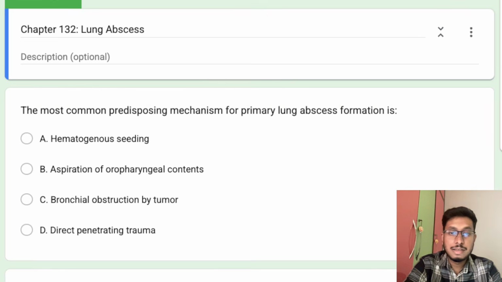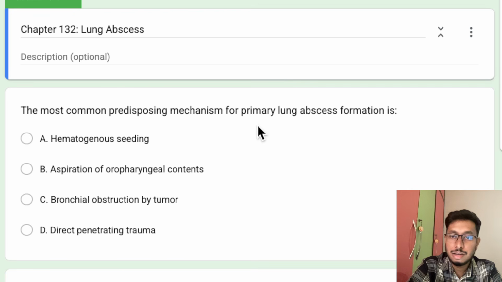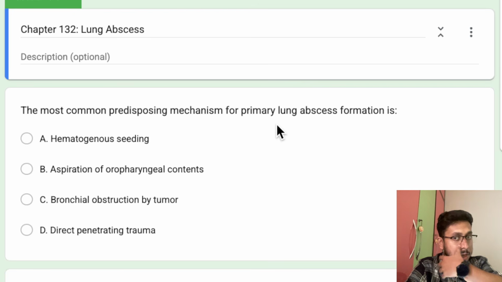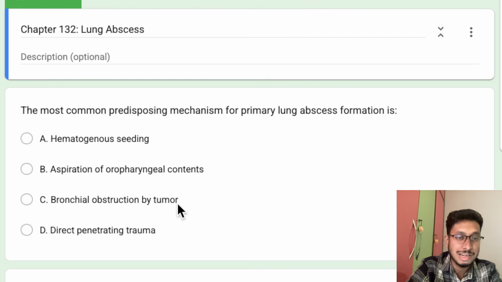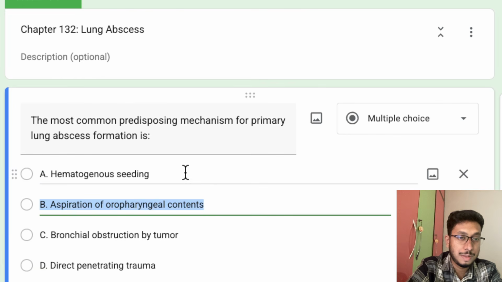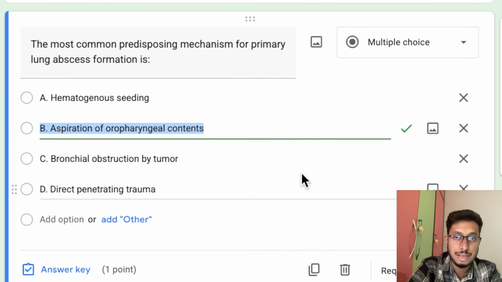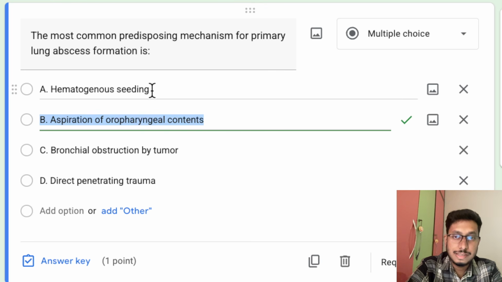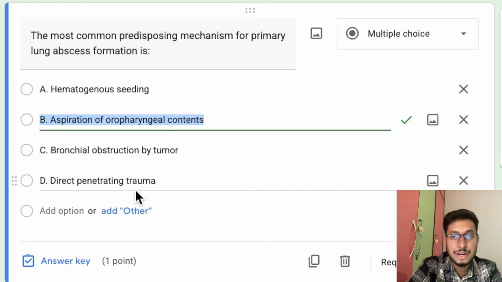Now, let's come to this MCQ. The first question says: most common predisposing mechanism for primary lung abscess formation is. We know primary lung abscess is when the patient himself or herself is the root cause of the problem. So there is aspiration of oropharyngeal content, option B. Option B is the correct answer here. Hematogenous seeding, as in malignancy or septic emboli, bronchial obstruction by tumor, or direct penetrating trauma: when pathology originates from the lung tissue itself, these are all secondary causes of lung abscess.